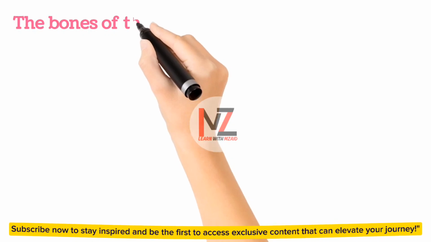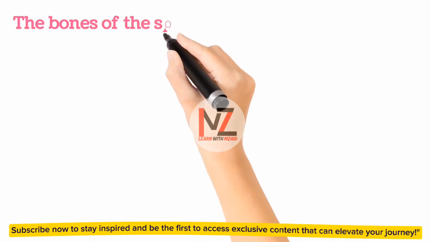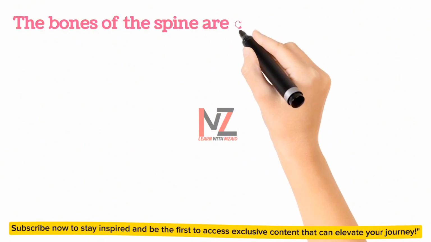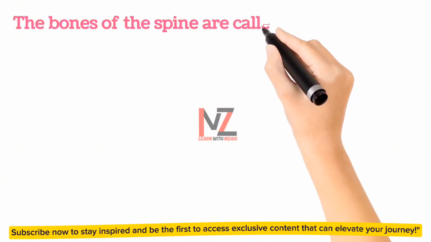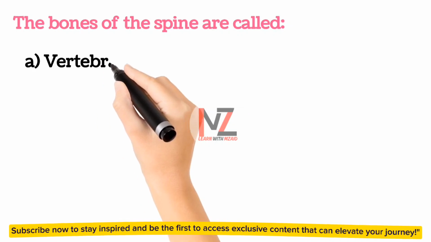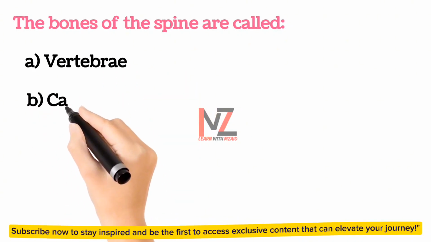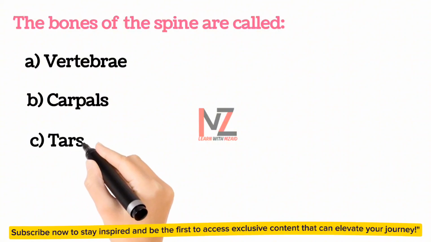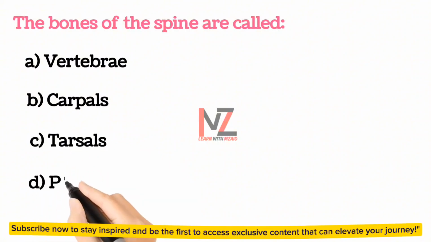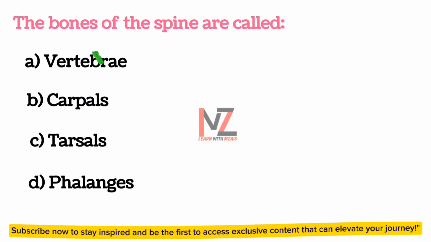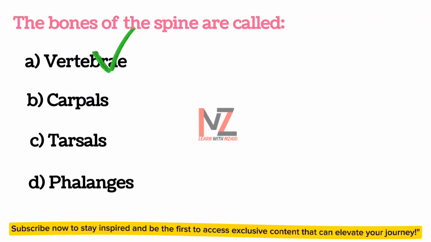And now the next question is, the bones of the spine are called? Option A, vertebrae. Option B, carpals. Option C, tarsals. Option D, phalanges. And the right answer is option A, vertebrae.